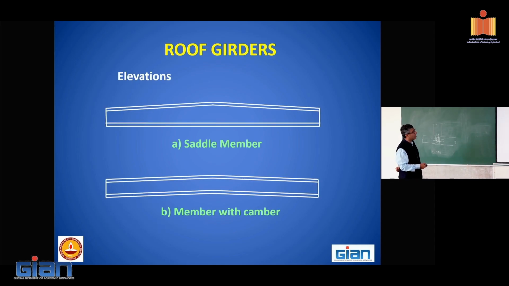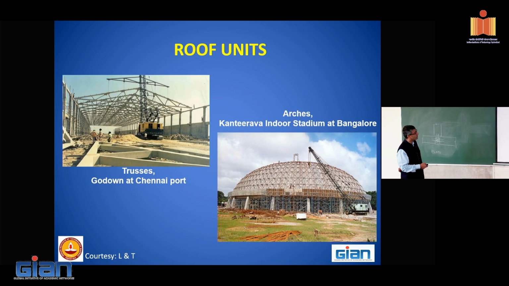If I look into roof girders, these are the saddle type of members to have just drainage, or you can have a camber. This photograph I had shown in the morning, that these are the pre-tensioned, the bottom chord is pre-tensioned. You're making the trusses, lifting it up. Over that, you are putting the purlins and the slab elements.